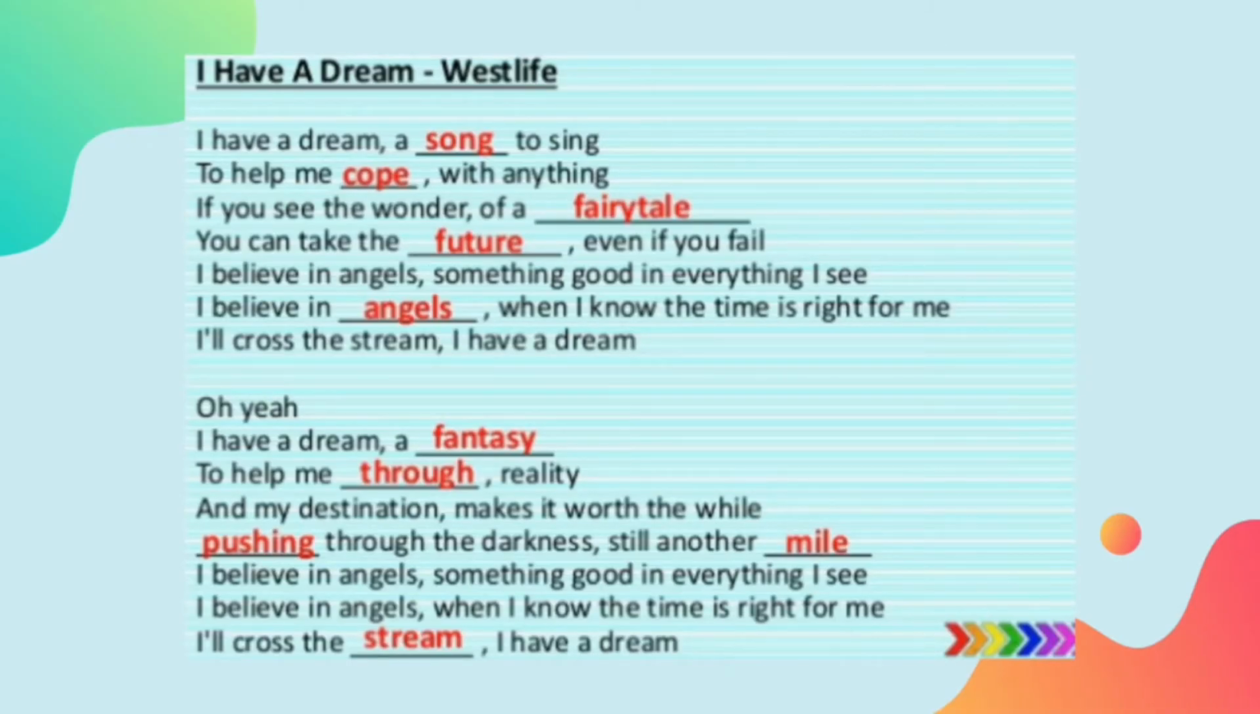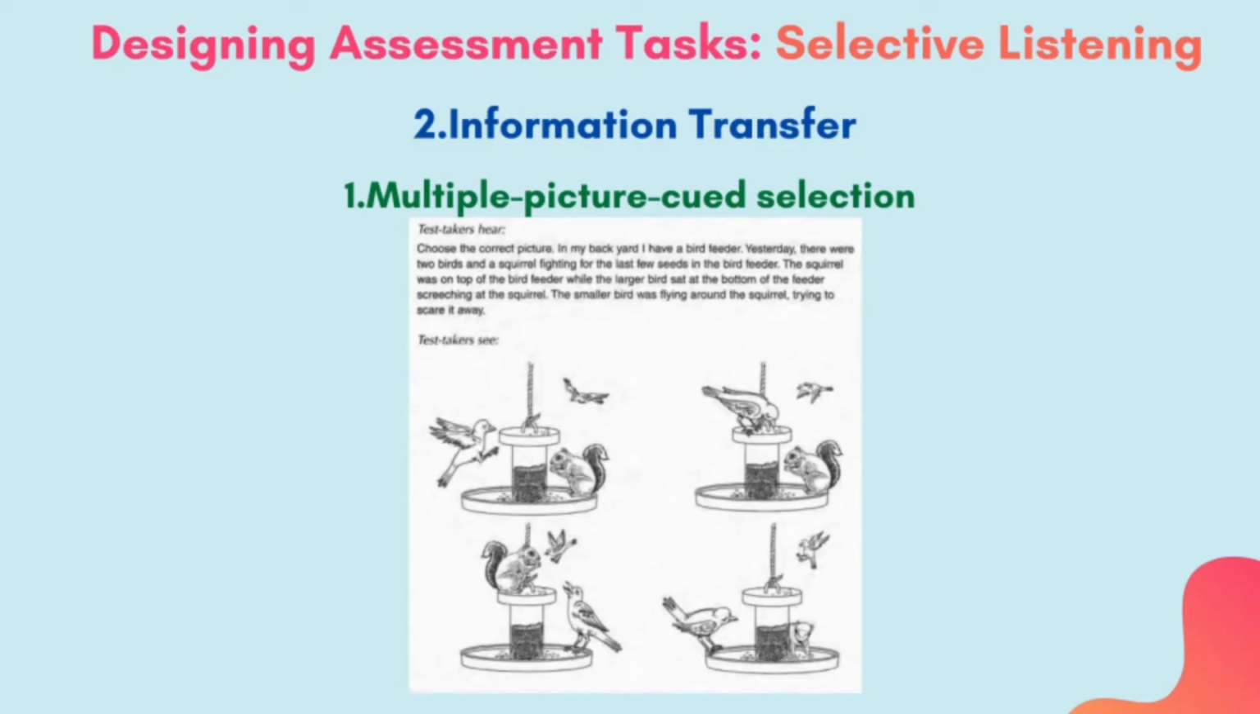Next, selective listening can also be assessed through an information transfer technique, in which the processed information must be transferred to a visual representation, such as this first example.